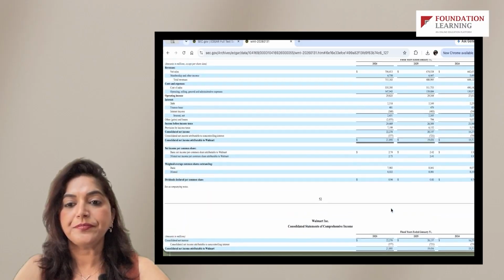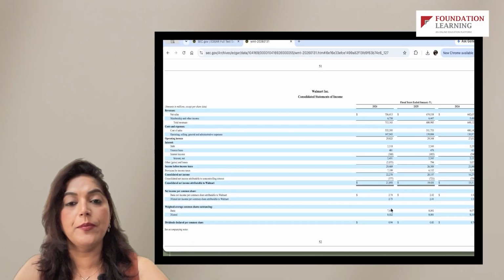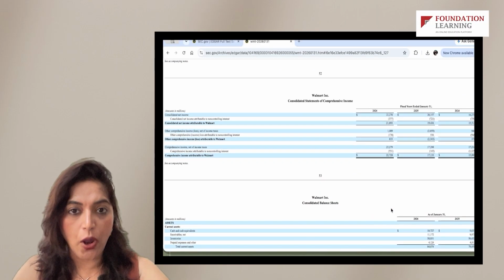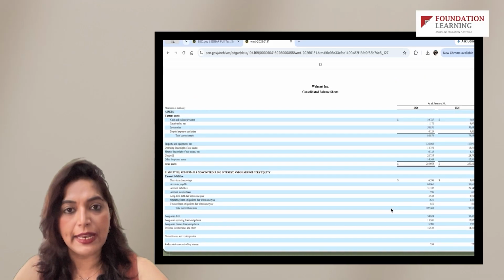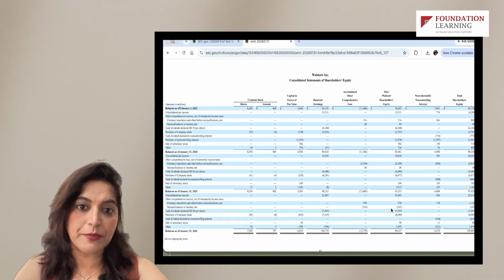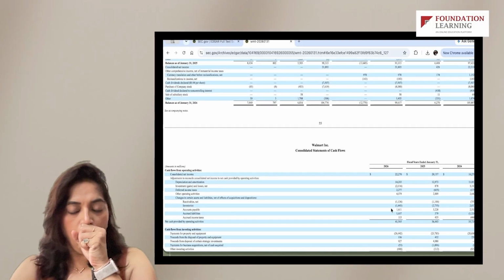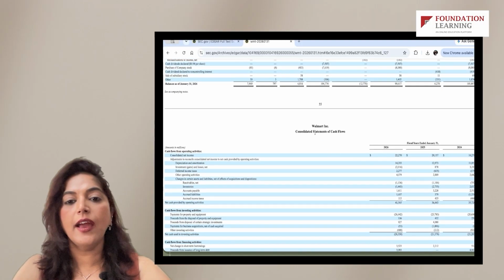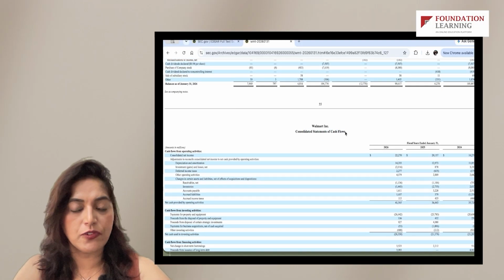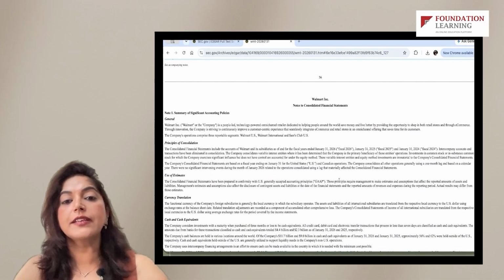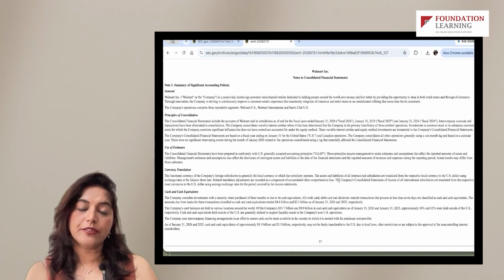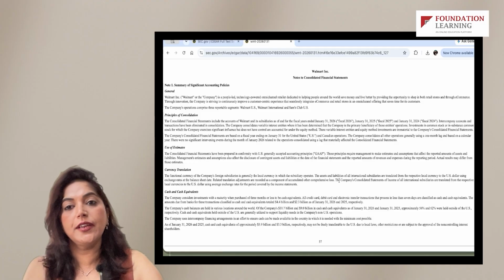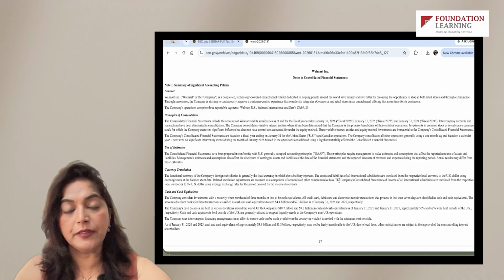So we started from the income statement, we looked into comprehensive income, we looked into the balance sheet, then we looked into the statement of changes in equity, and finally the statement of cash flow. Right? Now let's look into the notes to financials. Notes to consolidated financial statements of a company.